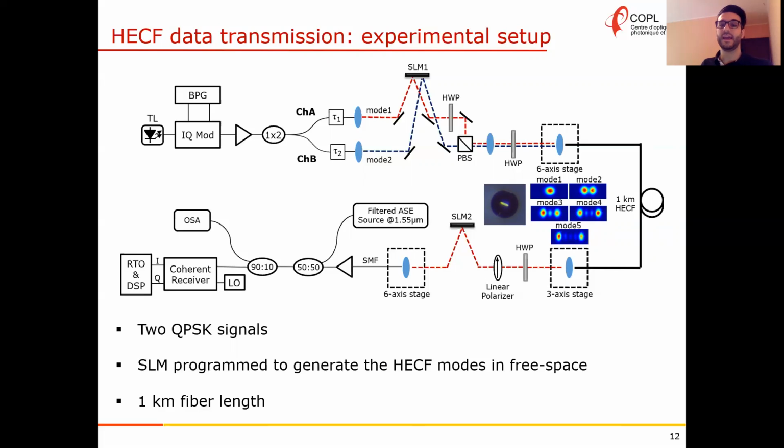And then at the output, we used another SLM to convert the modes back to a Gaussian shape to couple into a single mode fiber going to our coherent receiver.